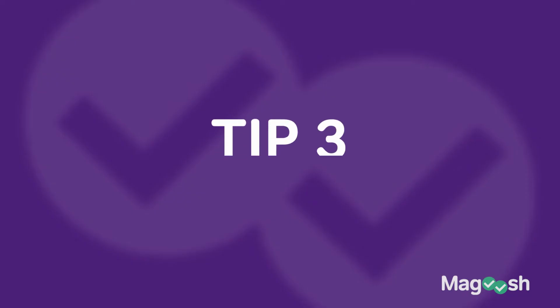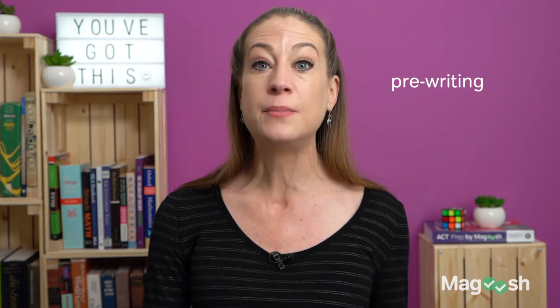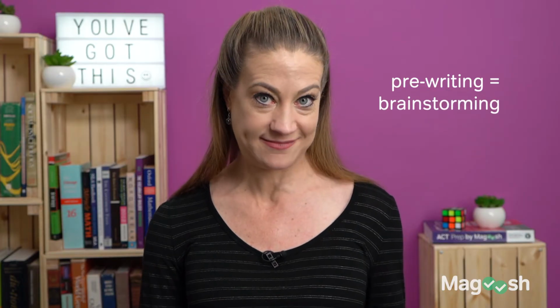Tip number 3 is to spend a third of your time pre-writing. On the essay, you have 40 minutes, and this is from the time you see the prompt until you have to actually put down your pencil at the end because you can't write anymore, right? So 40 minutes. 10 to 15 minutes should be devoted to pre-writing. And when I say pre-writing, what I mean is primarily brainstorming, okay?